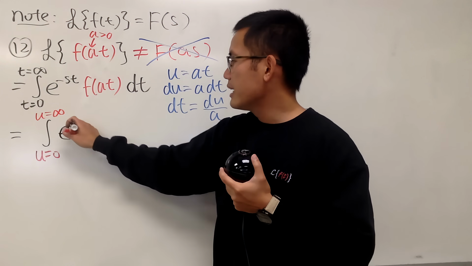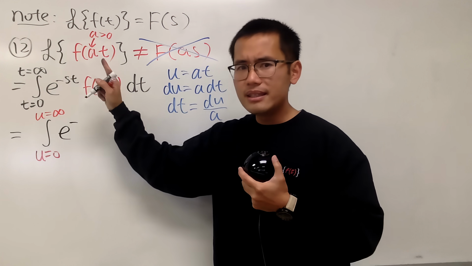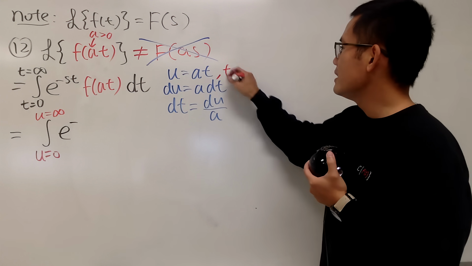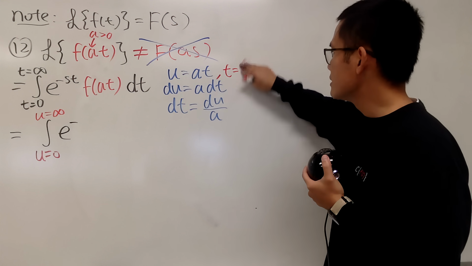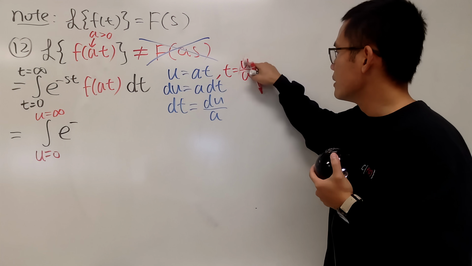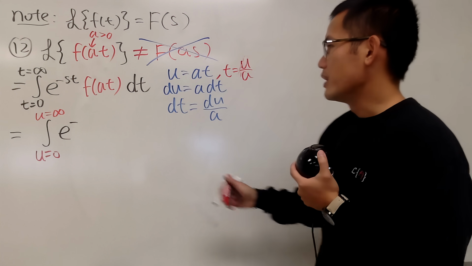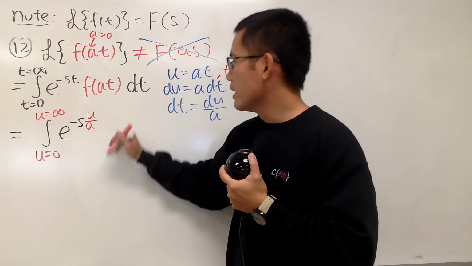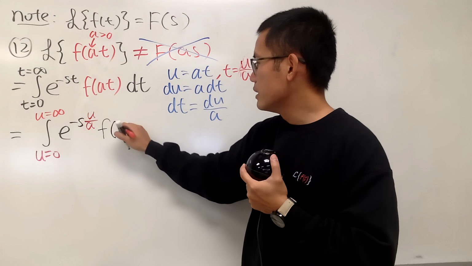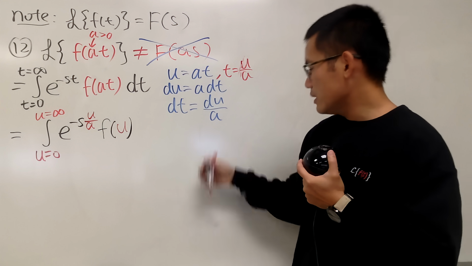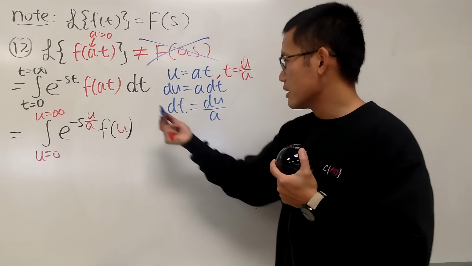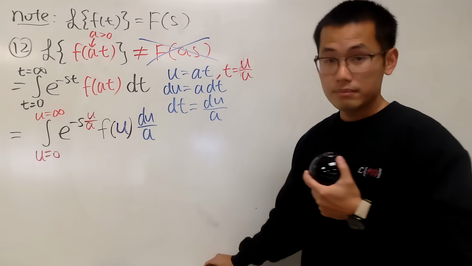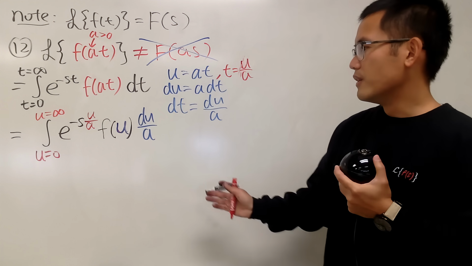E, and then you have negative st, and the t, we have to solve that. So let's go ahead and do that. Just divide both sides by a, we get t equals u over a. Anyway, so s is still s, but t is u over a. And then here we have f, and the input is the u now. And then dt is equal to this, so I will write this down right here for you guys. This right here is my u, and then the dt is this, so you have the du over a, like that. So now, let's just go ahead and do all the rest.